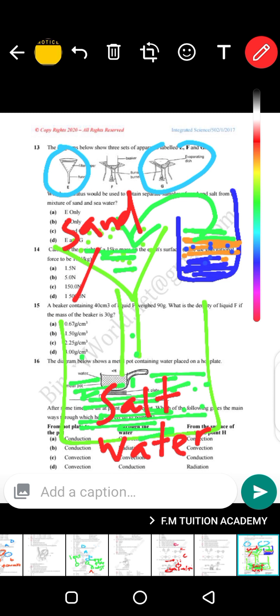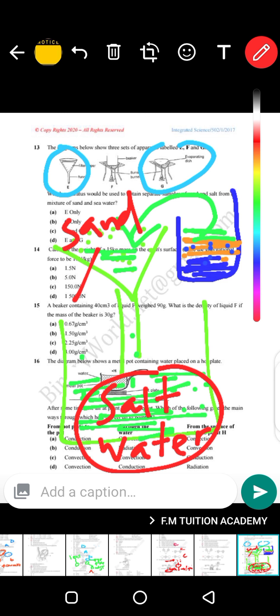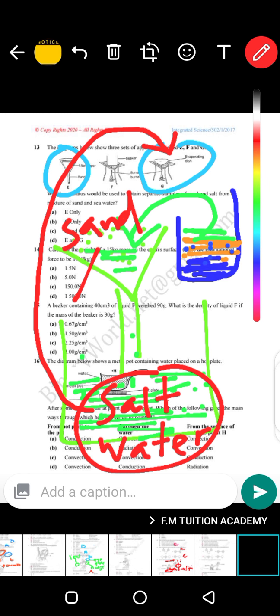So when the salt water comes, you remove this salt water here. Now to remain with the salt minus the water, you take this and put it on that evaporating disc here. Then you heat it.